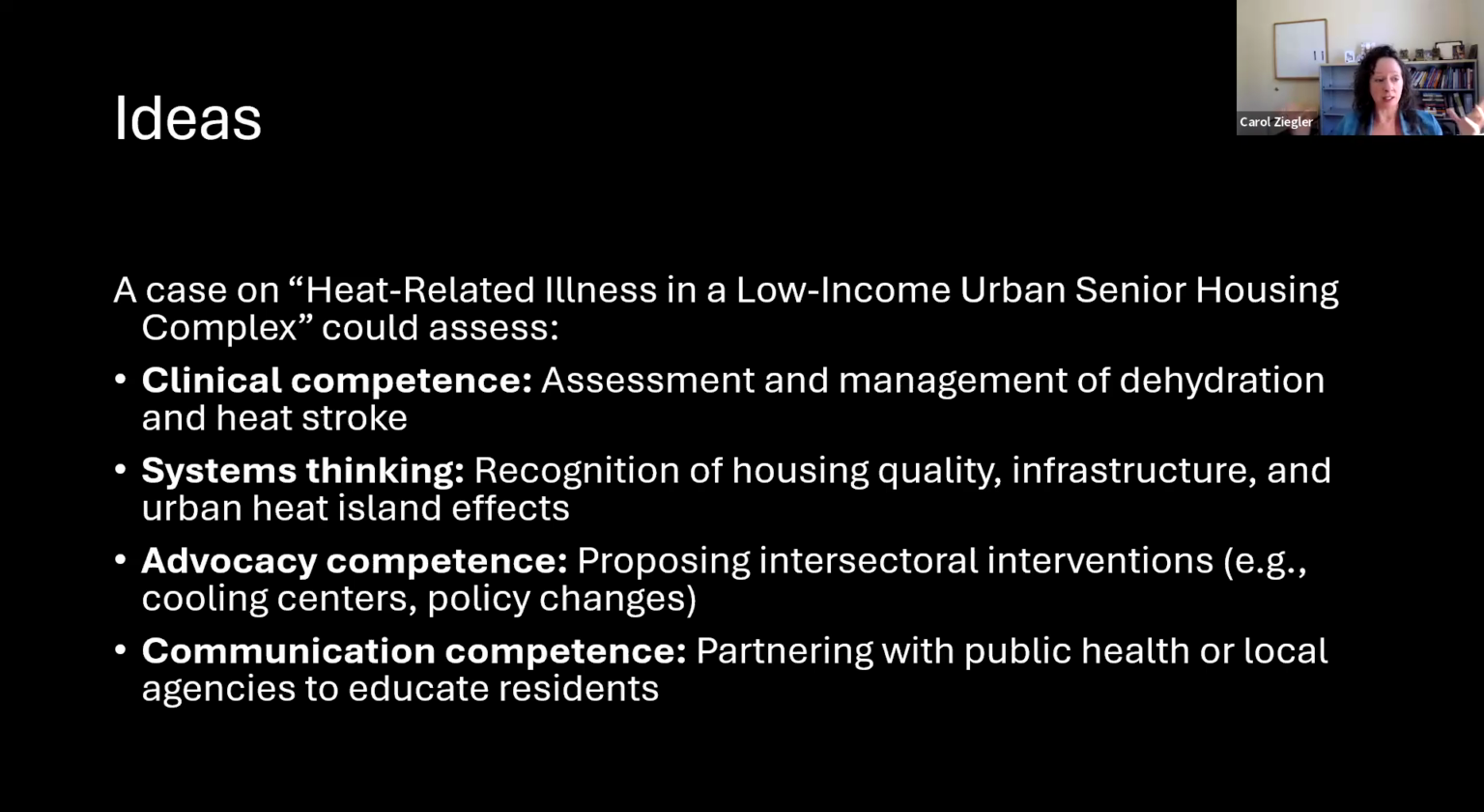We can look at then systems thinking, so housing inequality, infrastructure, urban heat island effects. If we had an arboretum or forest, that really gets into proper planetary health and mitigation, right? How would that come into play? Or green roofs, et cetera. And then looking at advocacy competence as well. So proposing those intersectoral interventions like cooling centers, policy changes, urban forest. What are things that we can do to move the needle? And then partnering with local public health agencies to educate people in the community, right? So that then gets that communication and education competency.